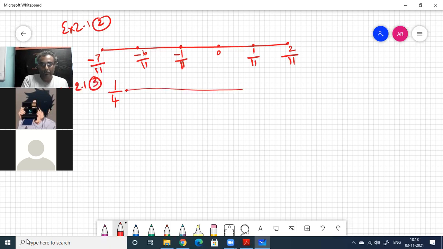1/4. Okay, this is 1/5. This is 1/4. Okay, this is P by Q, this is R by S. You want to do that method or you want to do any other method? You tell me. Which method, Sandhya, you want to do to find 5 rational numbers? The quickest method is P by Q, R by S.